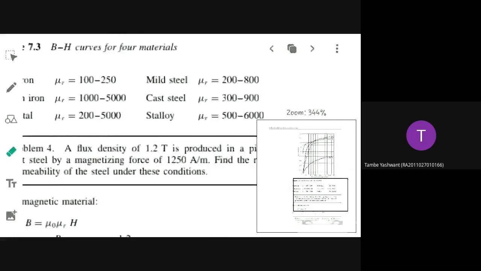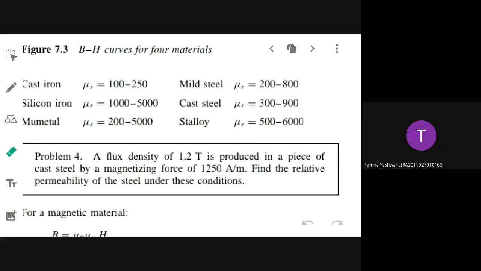This problem is solved. All are simple problems only, might be asked in 4 marks or MCQs. So what is asked in the problem?